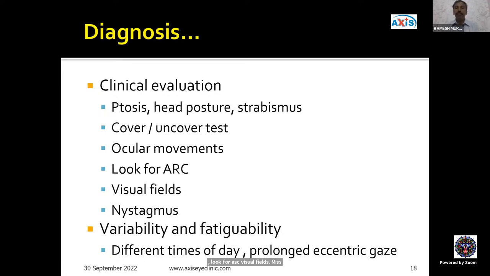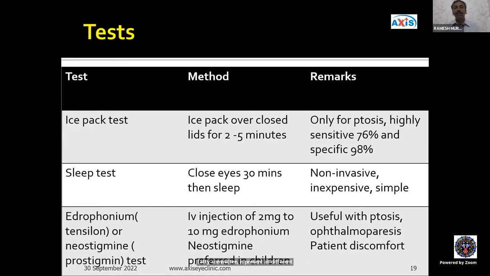Variability and fatigability is present at different times of the day and on prolonged eccentric gaze. So there are various tests that we can do in the OPD to diagnose a case.